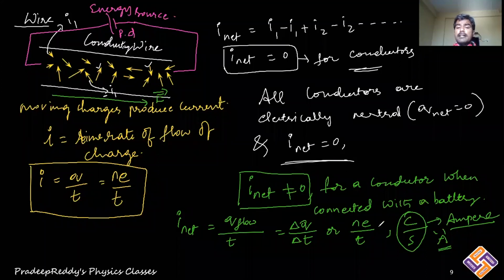That is how the current in a conductor becomes non-zero if and only if it is connected with a battery. Unless it is connected with an external battery, the net current within the conductor will be equal to 0.